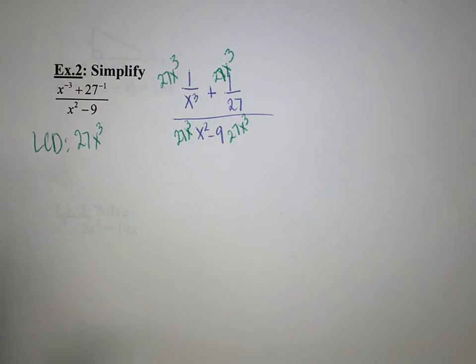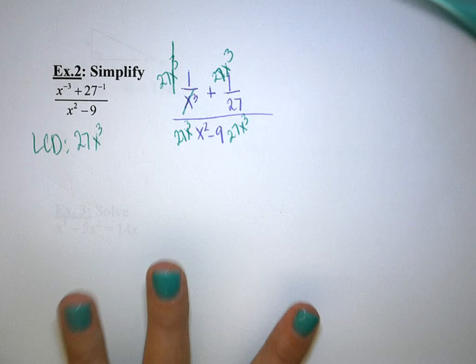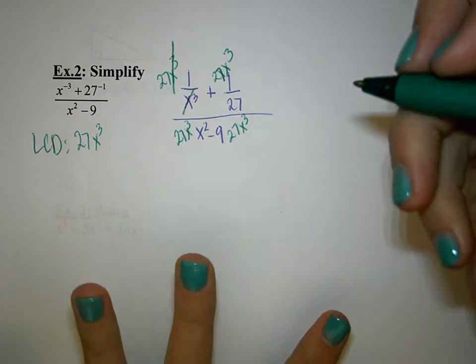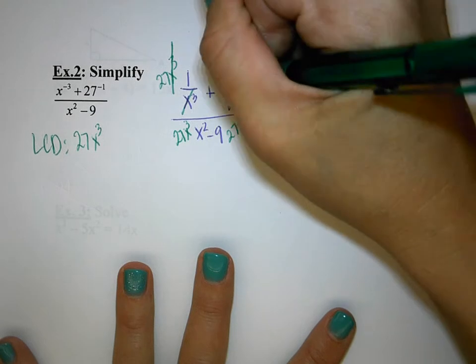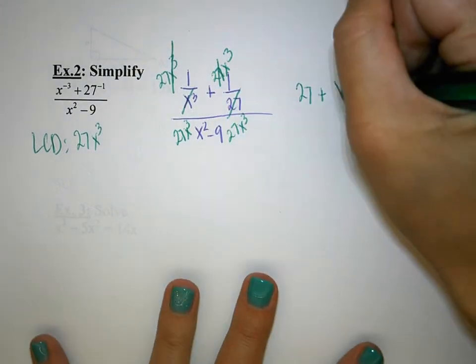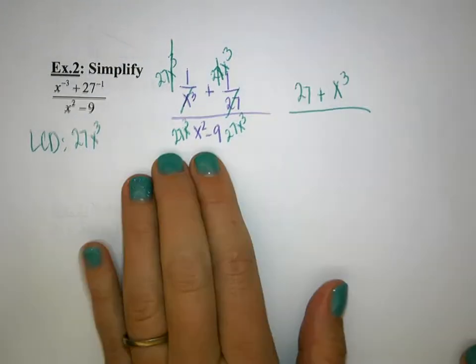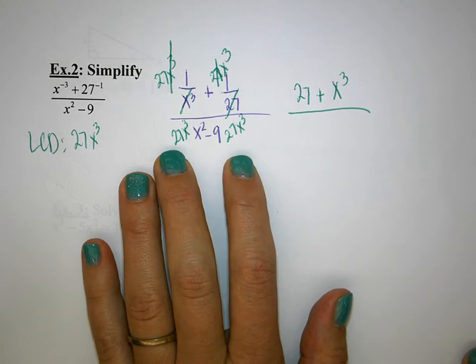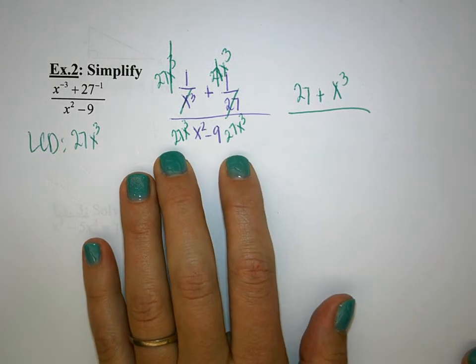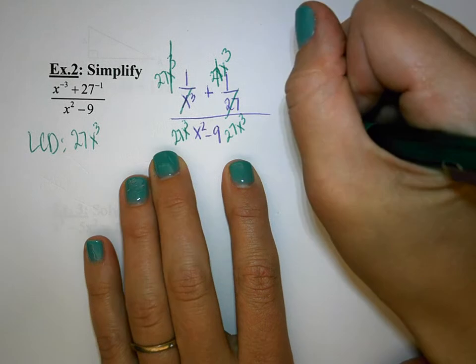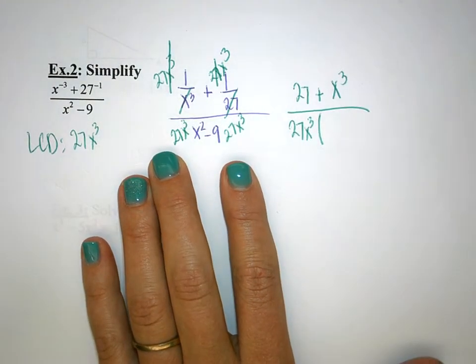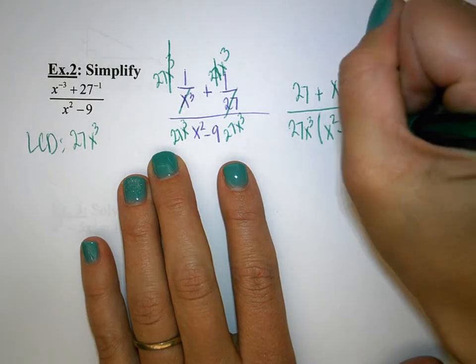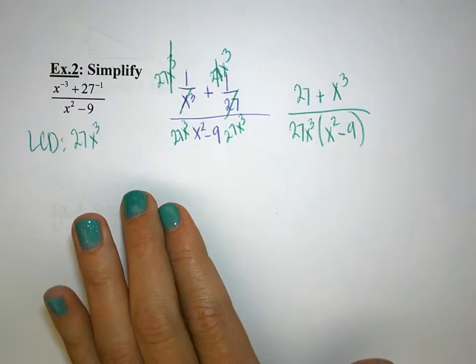Okay, so on the top, what happens? X cubes cancel, and we're left with 27 plus the 27s cancel out, and we have x cubed. Now, in the denominator, we'll probably end up factoring out a 27x cubed, right? So could I just do that instead? So I would write this as 27x cubed, parentheses what? X squared minus 9. Are we all okay with that?